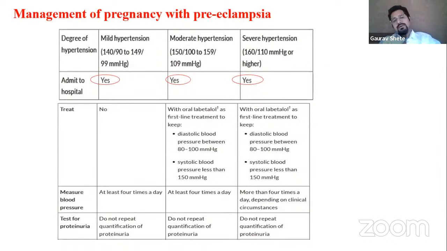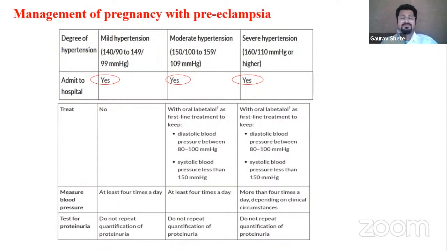Now, management of pregnancy with preeclampsia. When the patient comes to you who has been diagnosed with preeclampsia, you have to start looking for the red flags. Patient comes to you saying that she's having a little bit of headache, or she's having double vision, or there is blurring of vision. Initially, this was called imminent eclampsia. The patient is imminently going to go into eclampsia.